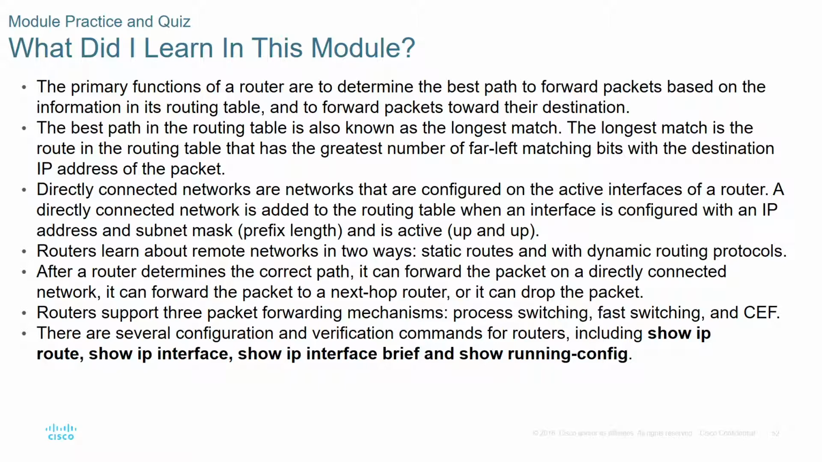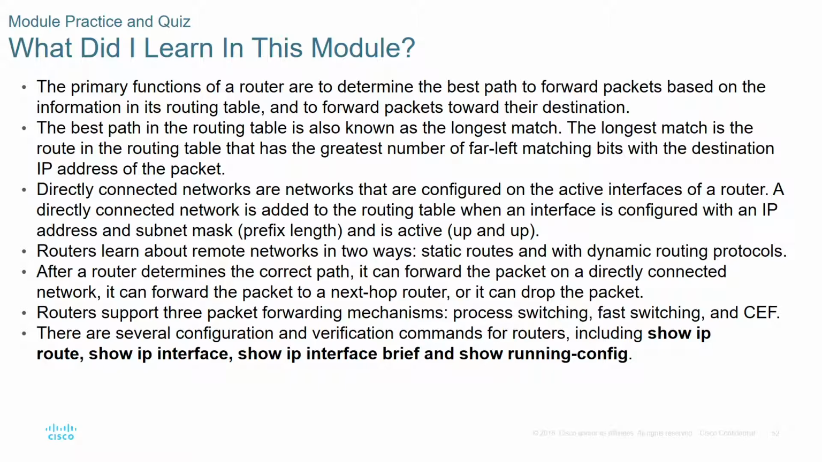Directly connected networks are networks that are configured on the active interfaces of a router. A directly connected network is added to the routing table when an interface is configured with an IP address and subnet mask, prefix length, and is active, i.e. up and up. Routers learn about remote networks in two ways: static routes and dynamic routing protocols. After a router determines the correct path, it can forward the packet on a directly connected network. It can forward the packet to the next hop router, or it can drop the packet.